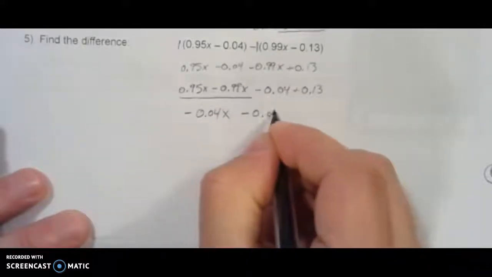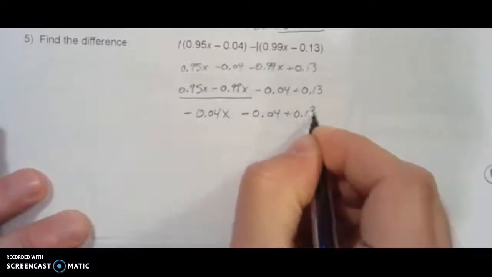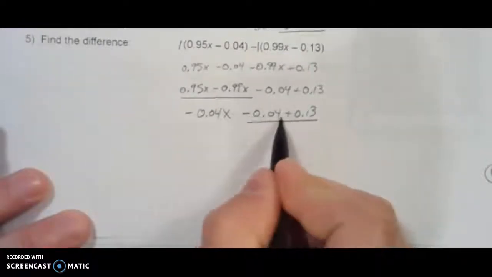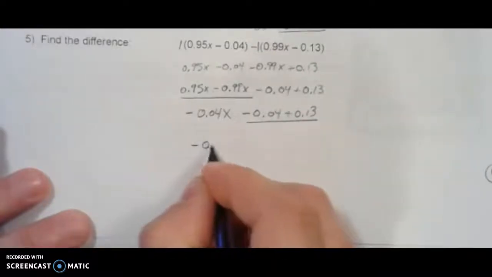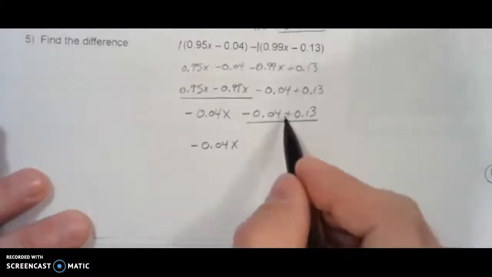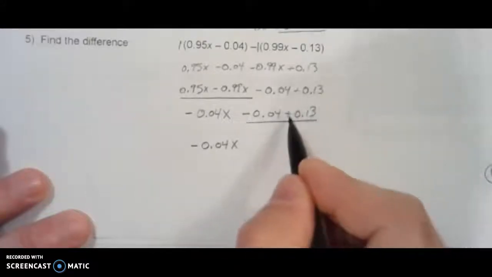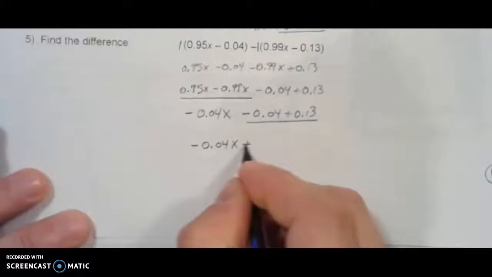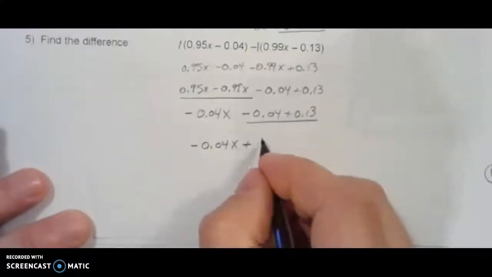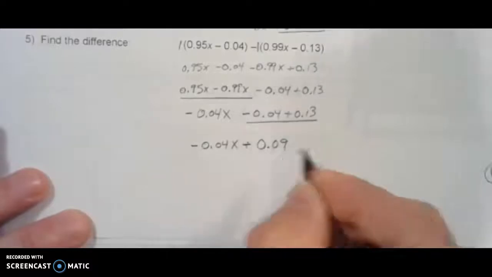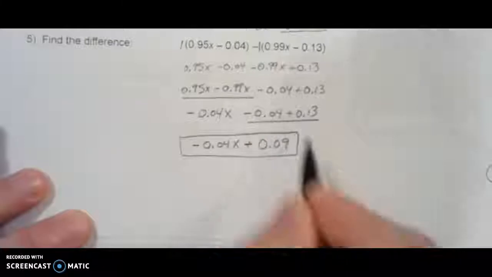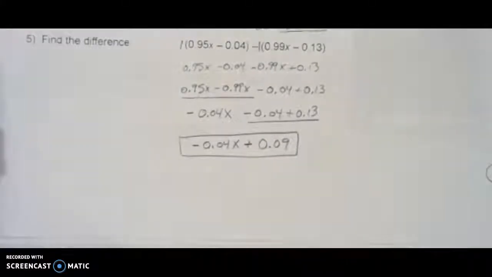Bring down our constants. And now when I combine the constants, again, these are different signs, so I'm going to subtract. So I'm going to have my negative 4 hundredths x. 13 hundredths has the bigger absolute value, so I'm going to keep it signed, so plus. And now when I subtract 13 hundredths minus 4 hundredths, that leaves me with 9 hundredths. And so this expression is the answer after we do the subtraction.